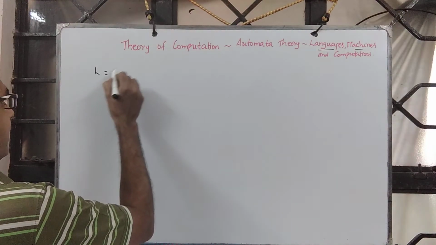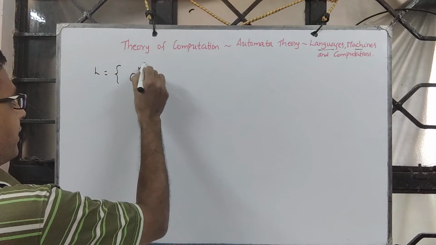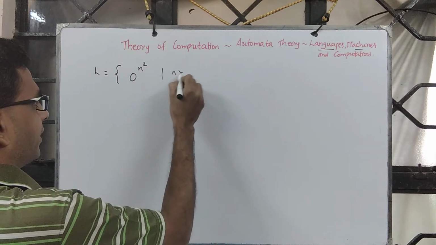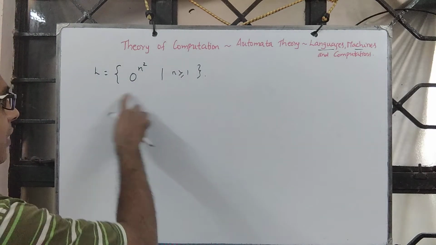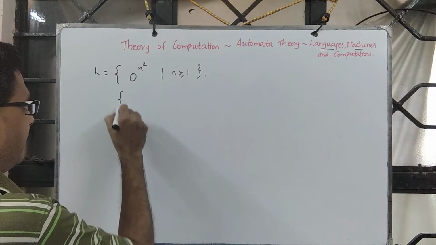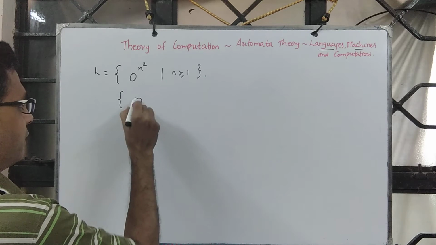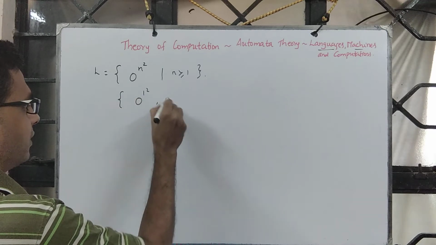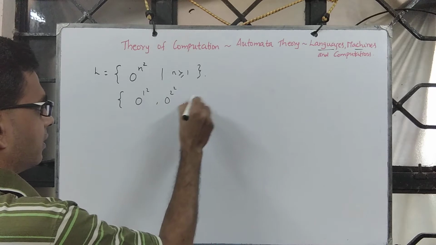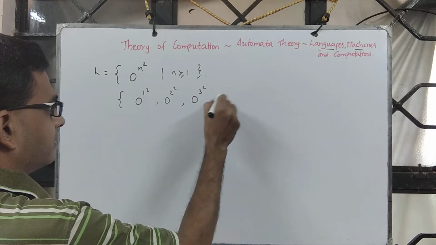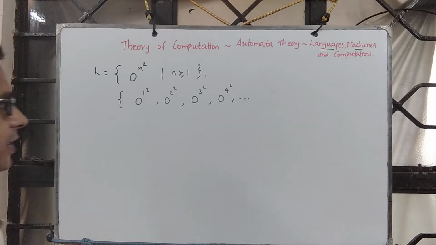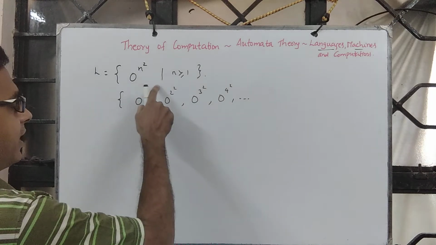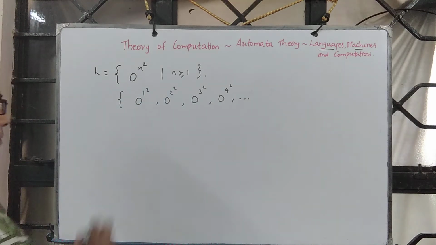Next case study for discussion is 0 power n square where n is greater than or equal to 1. Which means all strings that are generated are of this type: 0 power 1 square, 0 power 2 square, 0 power 3 square, 0 power 4 square and so on. So the length is a perfect square.